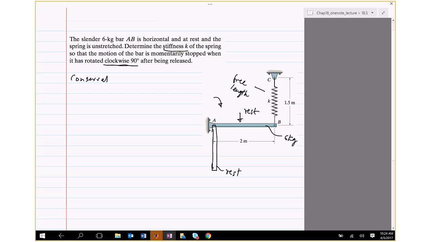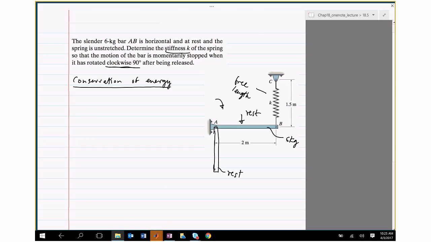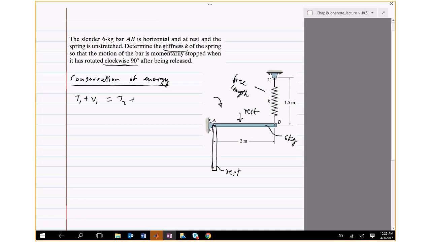Conservation of energy. Okay, so you need to choose instances of time at which you're going to apply the conservation of energy. T1 plus V1 equals T2 plus V2, where 1 is going to be the instant when the bar is horizontal, and 2 is going to be the instant when the bar is vertical. So find the energies at those two instances, equate the two to find the spring constant K. The kinetic energy at 1 is 0, it's at rest. Let's do the easy ones first. The total energy at 2 is 0 because it's also at rest at instant 2.